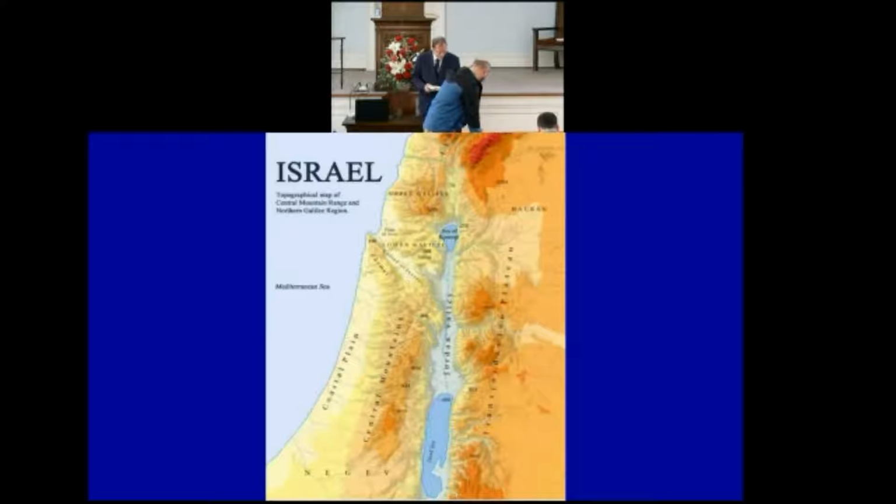Hear therefore, O Israel, and observe to do it, that it may be well with thee, and that ye may increase mightily, as the Lord God of thy fathers hath promised thee, in the land that floweth with milk and honey. Hear, O Israel, the Lord our God is one Lord, and thou shalt love the Lord thy God with all thine heart, and with all thy soul, and with all thy might.